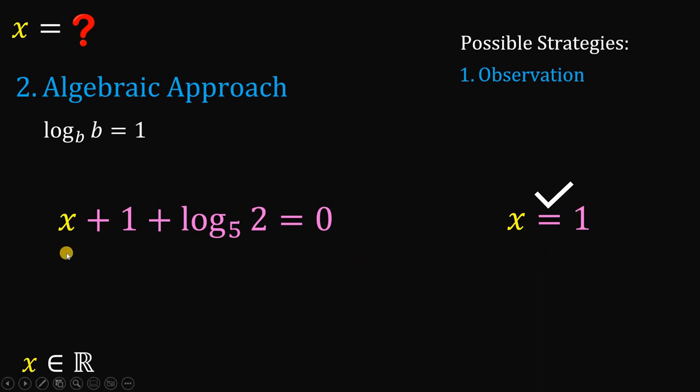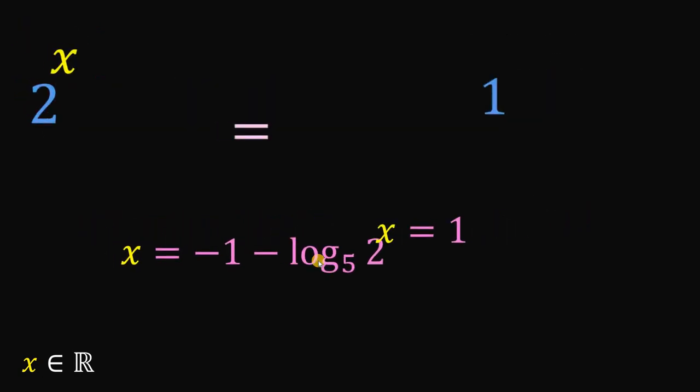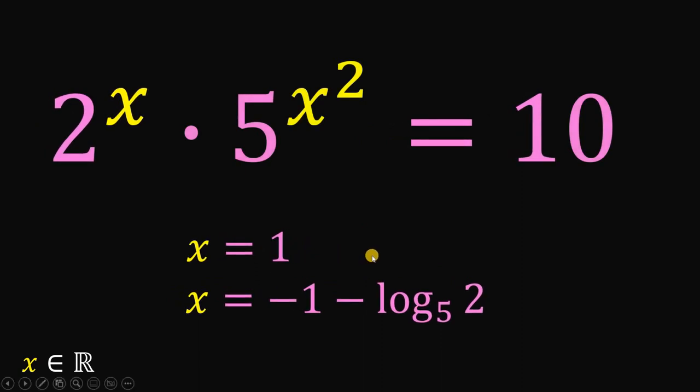Now, on the first case, if we add negative 1 minus logarithm of 2 to the base of 5 on both sides, we get the value of x, the second value of x, as negative 1 minus logarithm of 2 to the base of 5. Therefore, we have two possible real value for x in this equation. We have x equals 1 or x equals negative 1 minus logarithm of 2 to the base of 5. And as always, we are done.